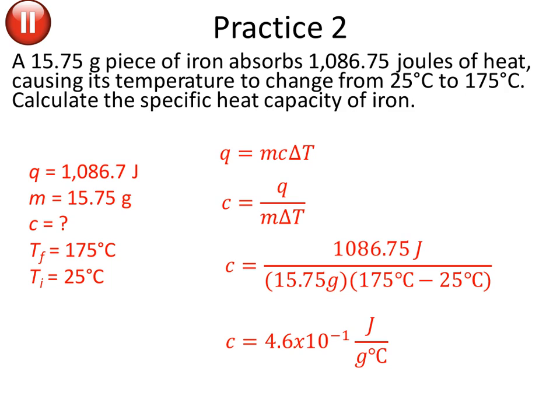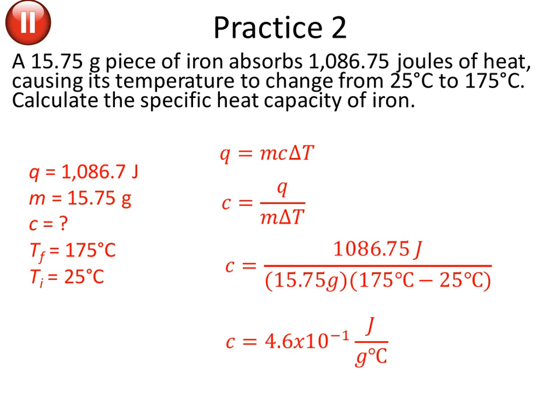So once again, we've listed our knowns and unknowns, and we start off with Q is equal to mcΔT. In this case, we're looking for the specific heat capacity of iron. Now this could be very simple. You could look at your data table, but it's asking you to calculate it, so we'll go through the steps here. Because we want to solve for C, we've divided both sides by mΔT.